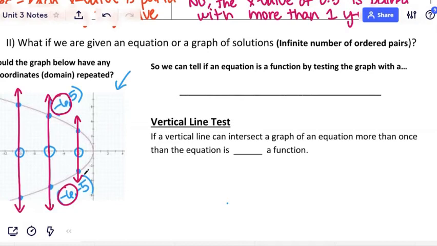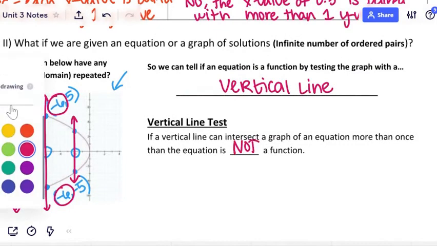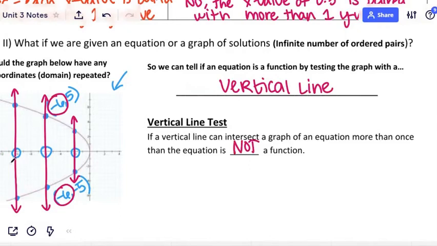And that's where we are able to tell whether or not a graph is a function with a vertical line, which is where the vertical line test gets its name. Because if a vertical line can intersect the graph of an equation more than once, then the equation is not a function. So let's go ahead and take a look at a couple more examples to see if we can tell whether or not a graph is a function. So we're going to flip to the next page.